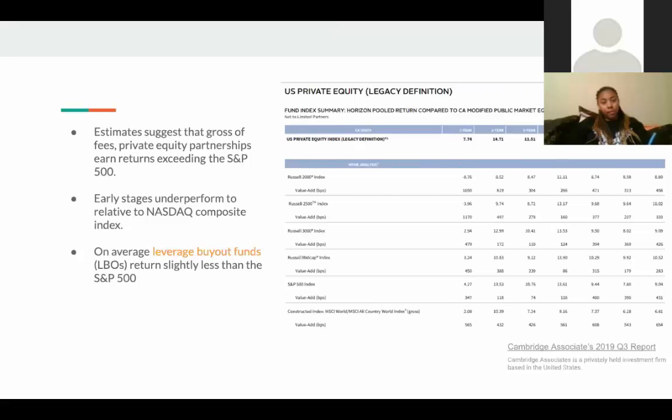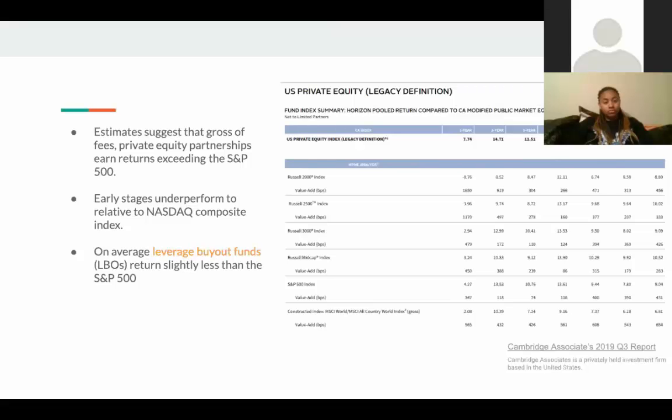But the problem with private equity is that in the early stages, it tends to underperform compared to the NASDAQ composite index, just because you're dealing with mostly newer companies as far as private equity. They're smaller, they're not as big, and on average, leveraged buyout funds return slightly less than the S&P 500.